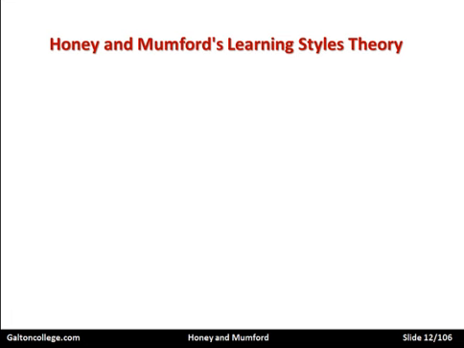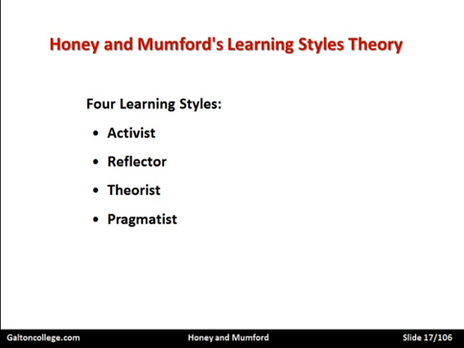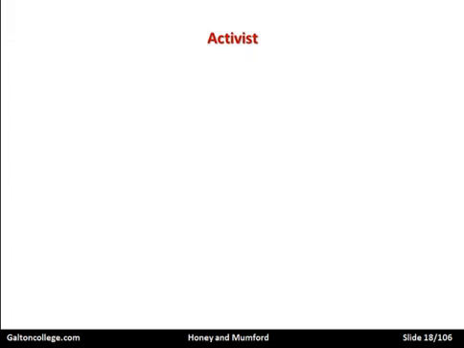Right, let's move to the 4 learning styles. The 4 learning styles are activist, reflector, theorist, and pragmatist. We'll explain these in much more detail in the rest of this session. Now we're going to go through each of these. So let's start with the activist, and then we'll go on to reflector and so on. Let's start with the activist and see what that learning style involves.